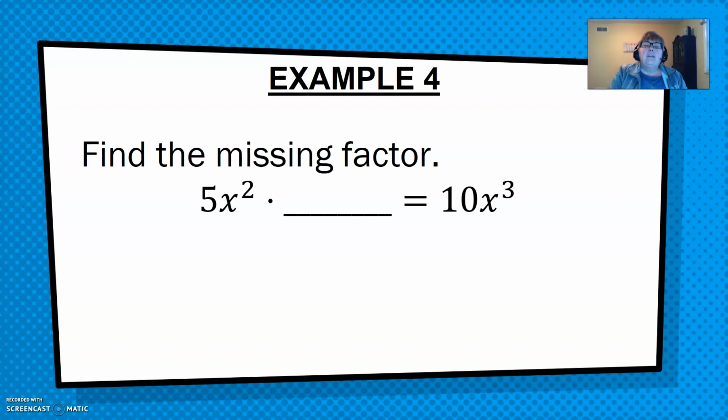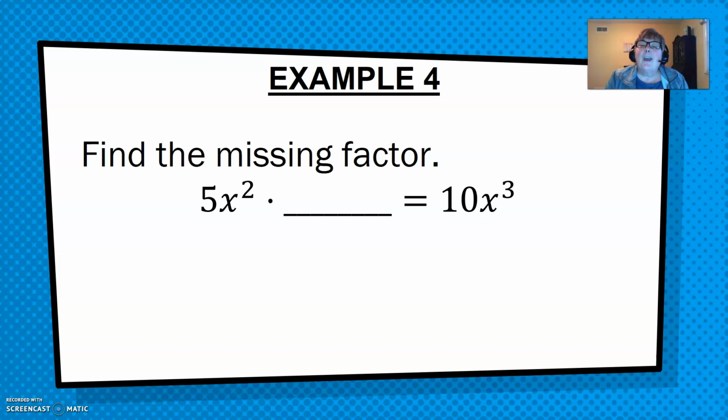Now, what if I give you one of the things I'm multiplying together and I give you the answer? Can you find the thing that's missing? Well, we're going to kind of work backwards here. So I need to find something that when I multiply it with 5x squared, I get 10x to the third.